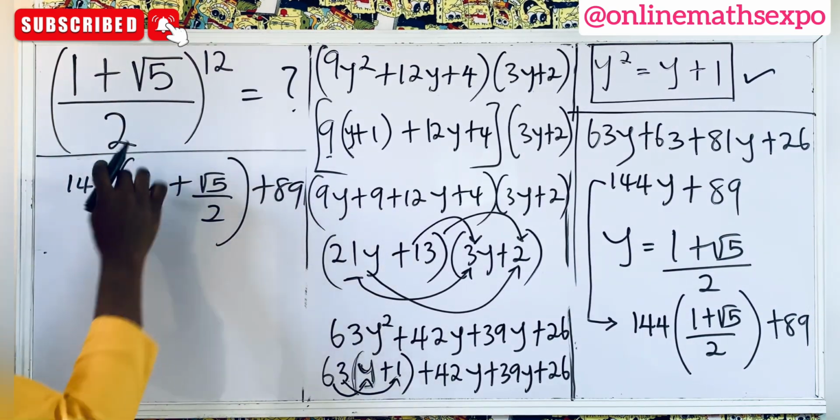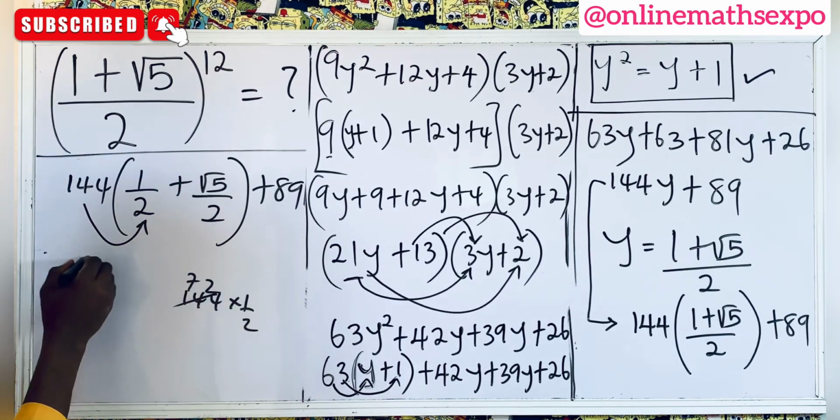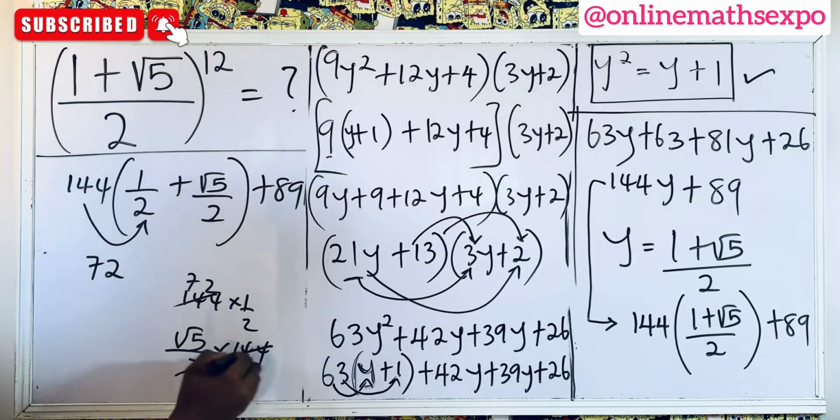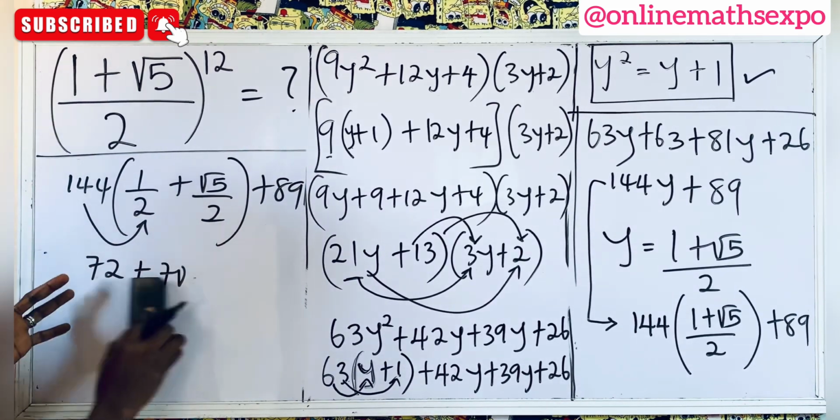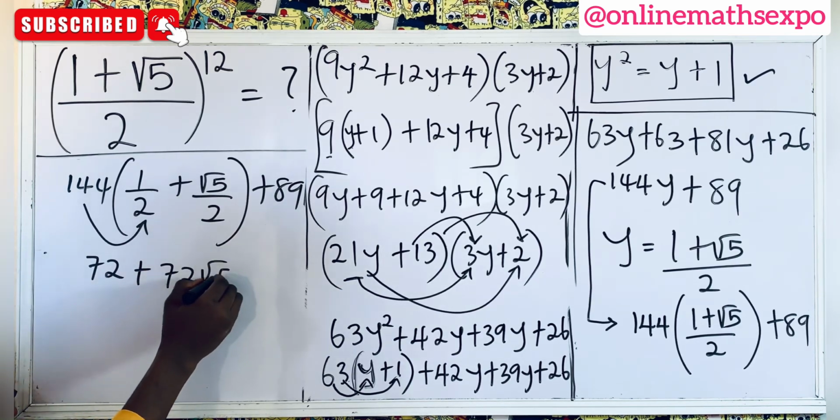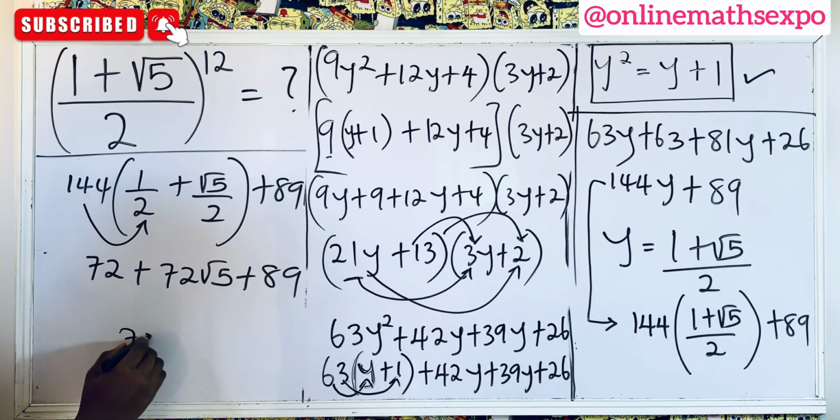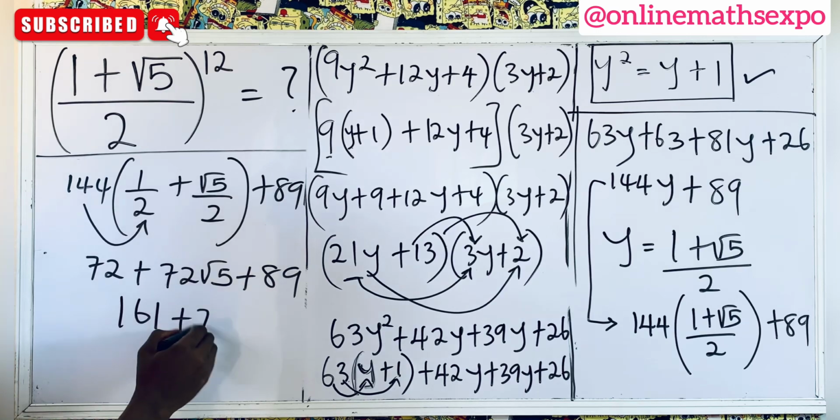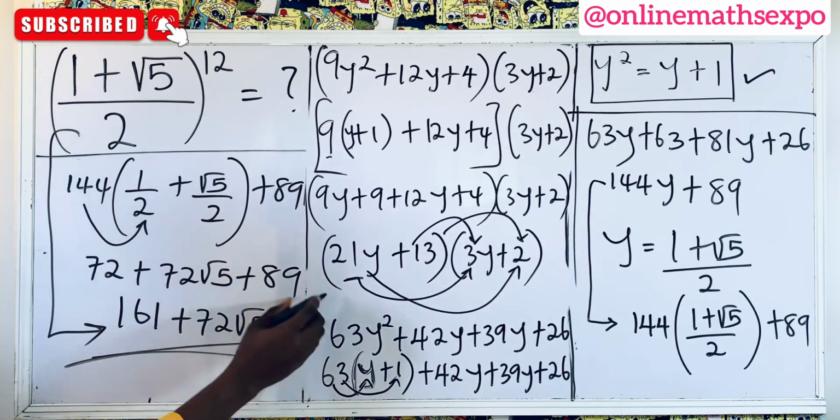So use 144 to multiply this. 144 multiplies half will give us 72. Use it also here: root 5 over 2 times 144 will give us 72 root 5, plus 89. So add these two together, 72 plus 89 will give us 161. So we're going to have 161 plus 72 root 5, and this becomes your answer for simplifying this.